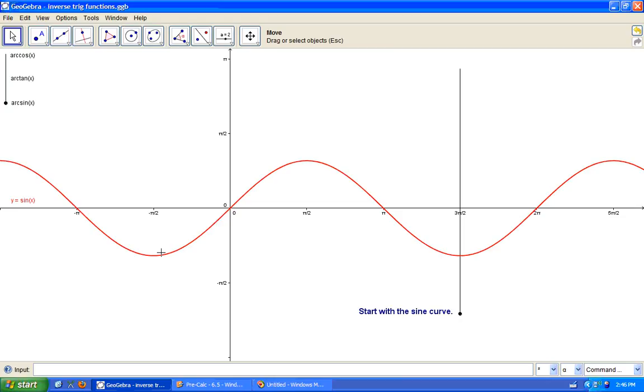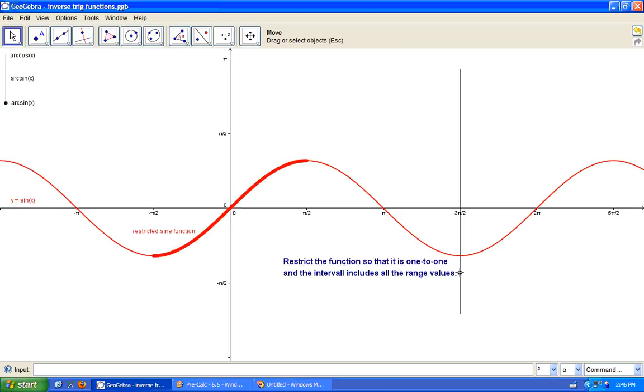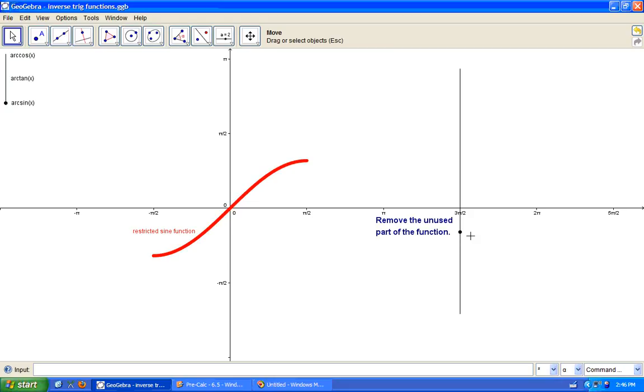So what we're going to do is restrict the sine graph to a certain domain in order to make its inverse a function. The restrictions are going to be where it passes the horizontal line test. In this case, it's going to pass everything from negative pi over 2 to positive pi over 2. As soon as I go beyond that in either direction, I start repeating y values, which means it'll fail the horizontal line test. Now, we're going to get rid of everything but that little piece.